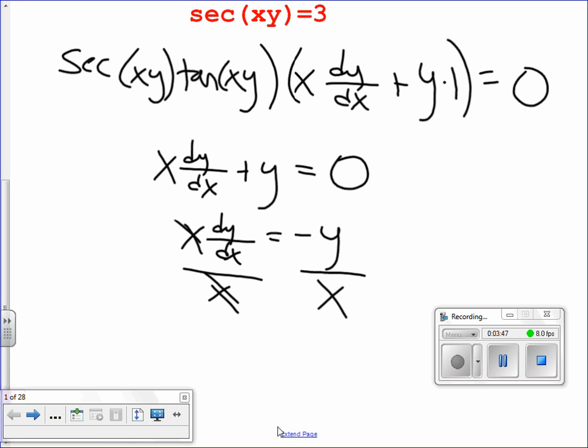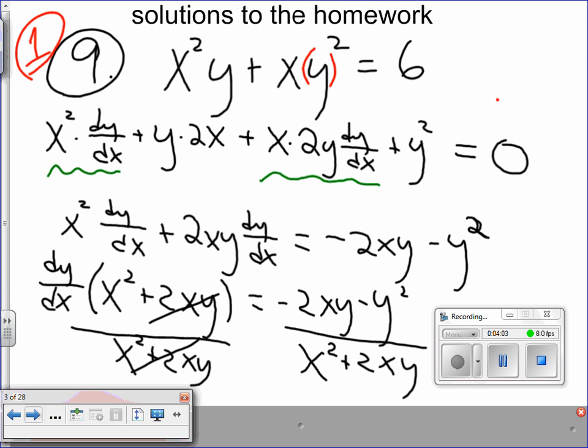Two. Wait, wasn't it odds? Okay, what are they? 1 and 13. Oh, wait, no, I don't have 1 here. It's a different one. Okay, let's talk about number 1 first. I have it labeled 9 because that's what it is in the other book.